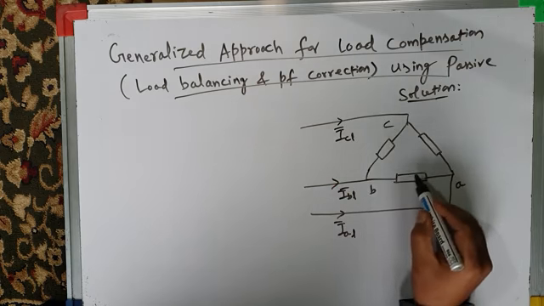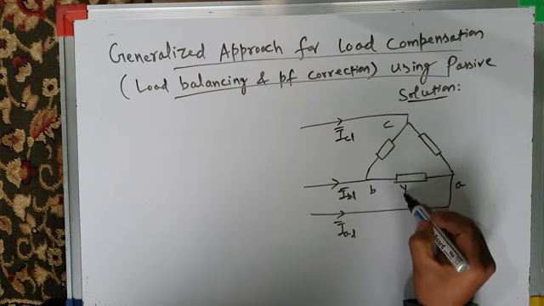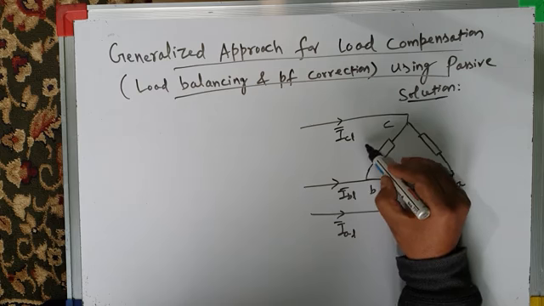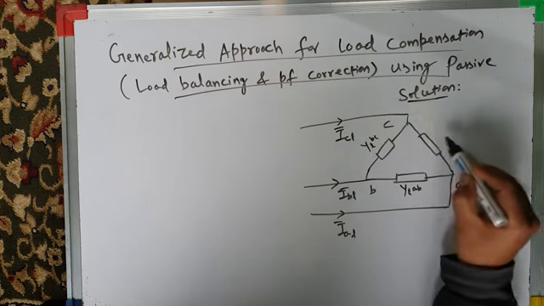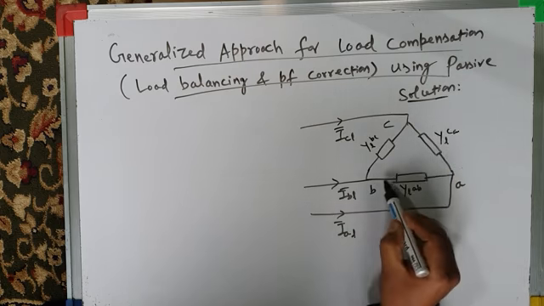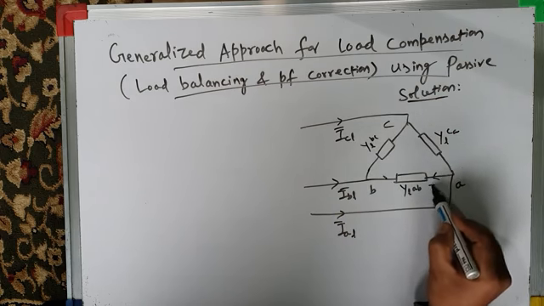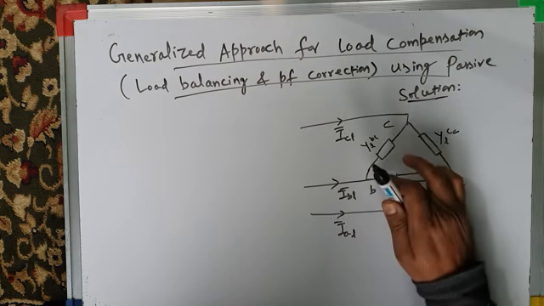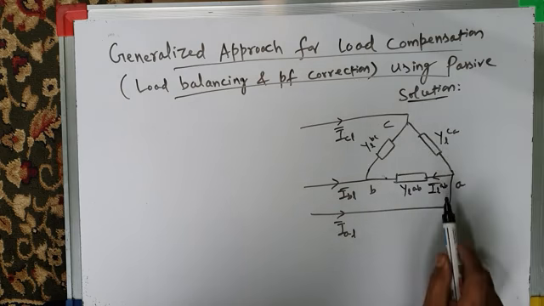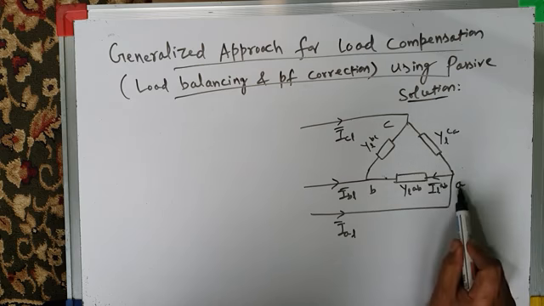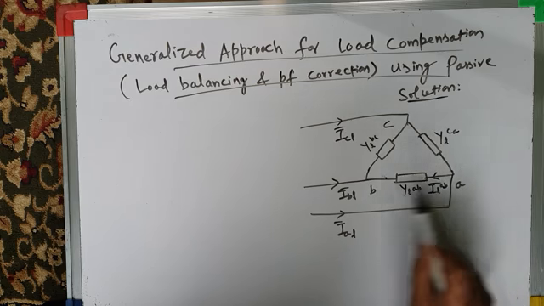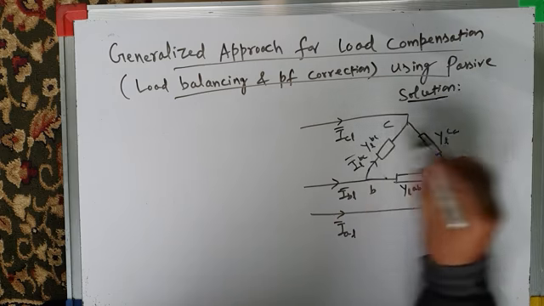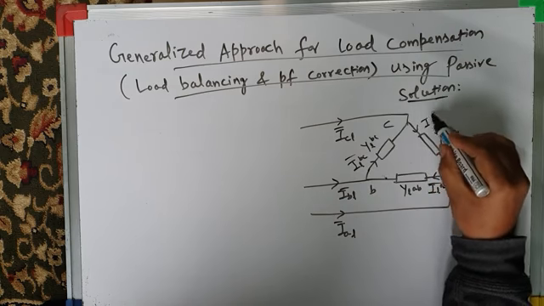Similarly, let us assume that admittance of this branch is YLAB, because this load is connected between A and B, so its admittance is YLAB. Similarly, admittance of this branch is YLBC, and admittance of this branch is YLCA. Let us assume the current in this branch is ILAB. This is the line current IAL, and this is the phase current flowing in this particular phase, ILAB. Why AB? Because this load is connected between A and B. Similarly, current in this phase will be ILBC, and in this phase the current will be ILCA.